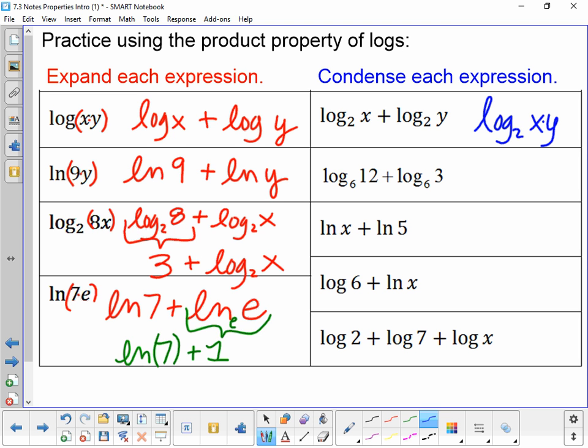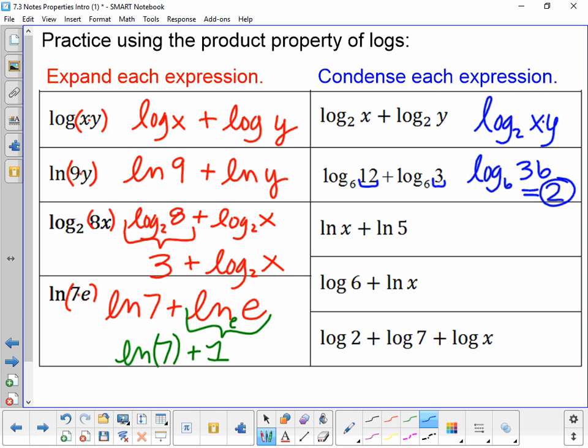Log base 6 of 12 plus log base 6 of 3, it's going to be a base 6 logarithm. And we're going to have our argument be 12 times 3, so it's 36. And then we actually could simplify that a little bit more. Log base 6 of 36 is essentially telling you what power of 6 is 36, and it's 6 to the second power, so that one simplifies to 2.